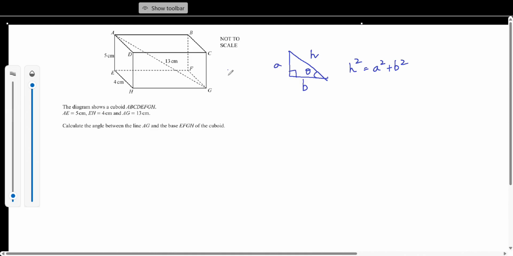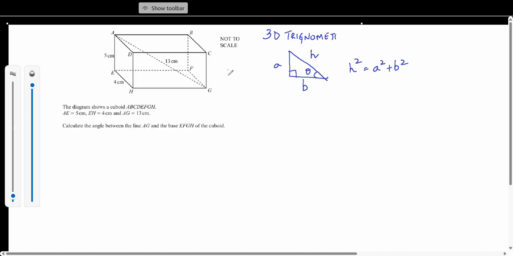So which means this is a cuboid. Inside the cuboid there are so many triangles that you can see. We will have to figure out which particular triangle to use trigonometry on. That is why this is 3D trigonometry.